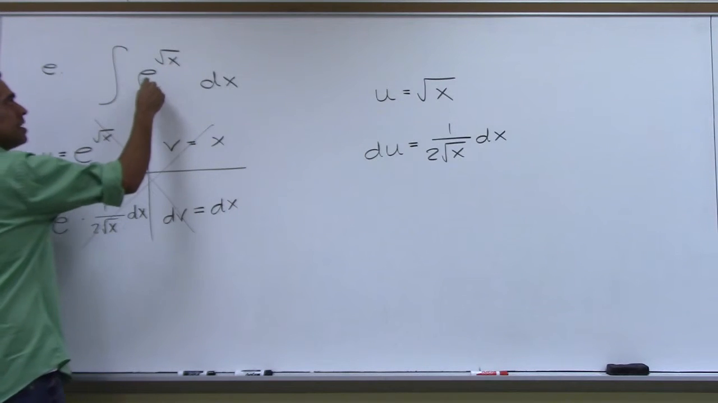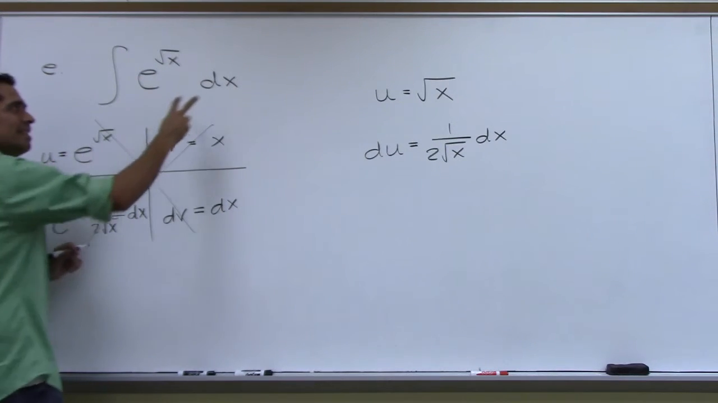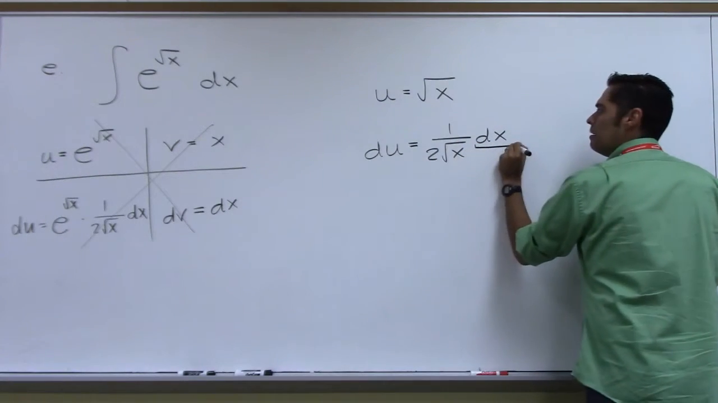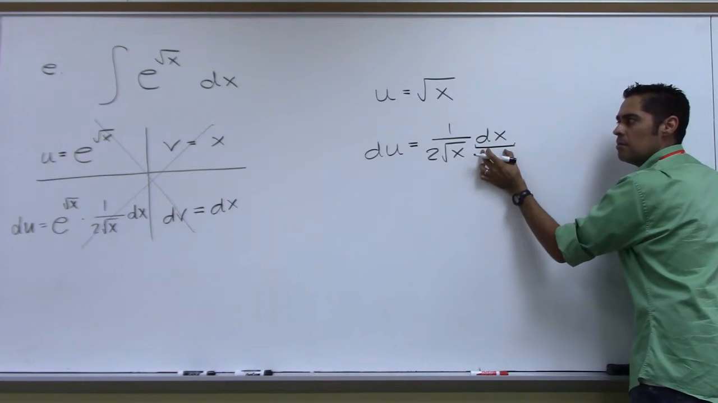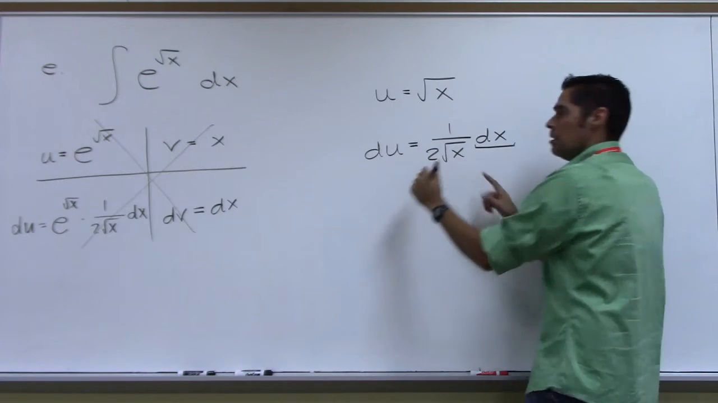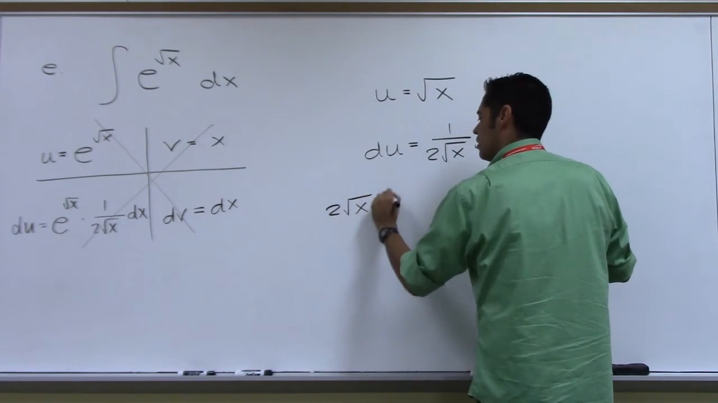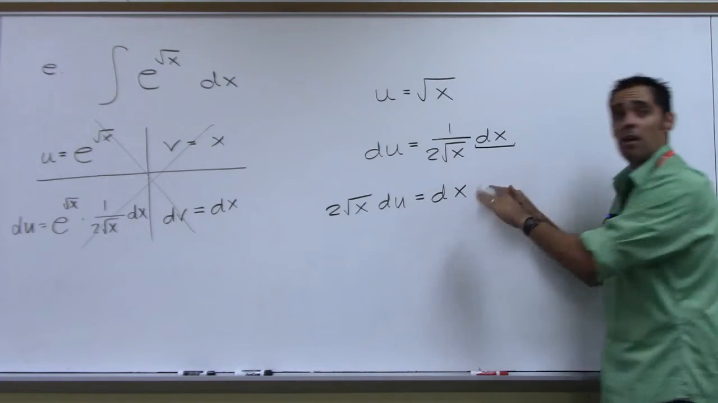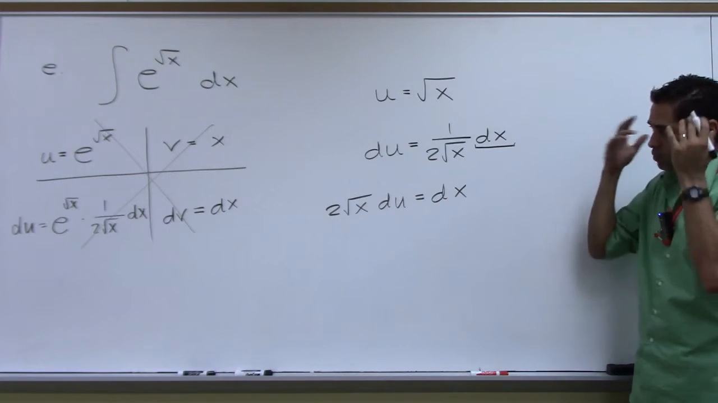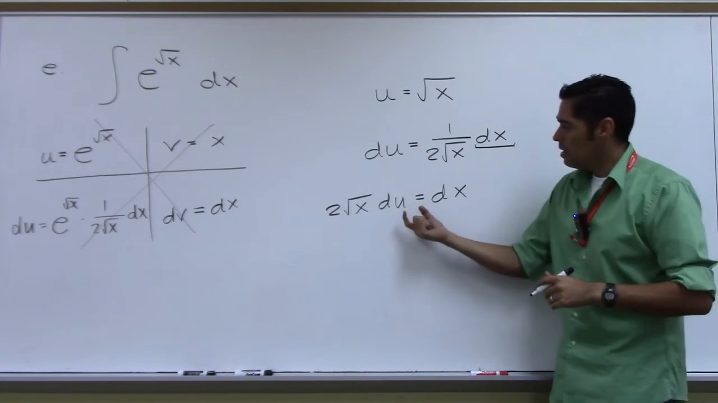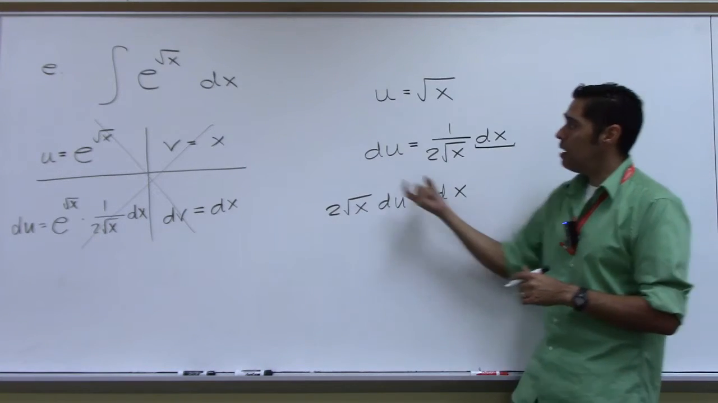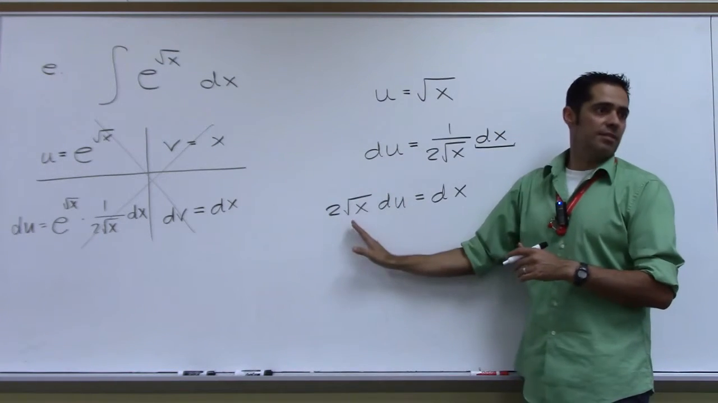So I know I can rewrite this as e to the u, right? But dx, how can I rewrite dx? I have to get it to match up. So I have to isolate this, don't I? How do I isolate this? Take that to the other side, right? Multiply both sides by 2 root x. So it's going to be 2 root x du equals dx. Do you follow this? Now this I've never done before, and you should probably be asking yourself, what are we going to do about this? Because we have x's mixed with u's, don't we?